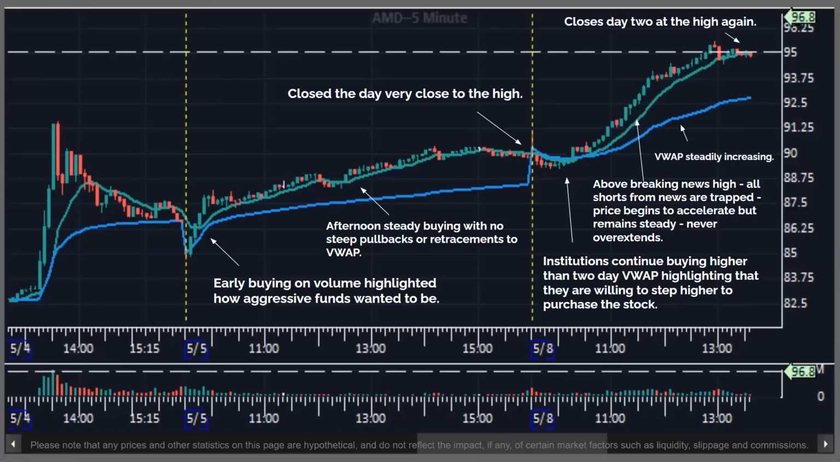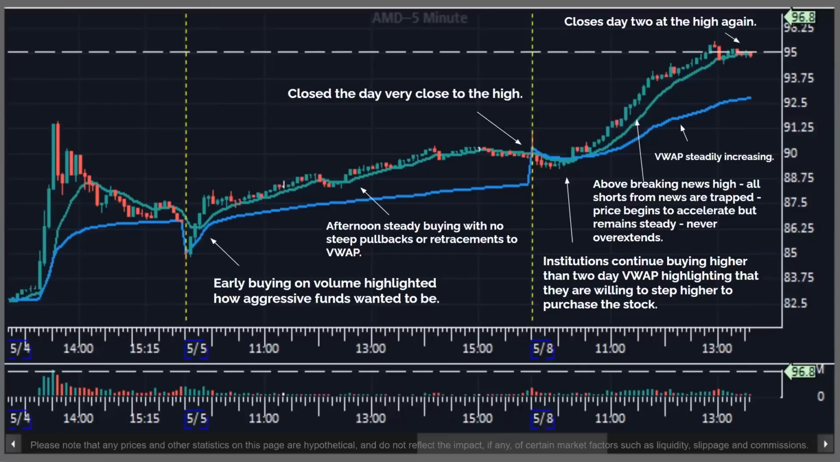The next day, we can clearly see, so now on May 8th, institutions continue to buy the stock higher above the 2-day VWAP, which is the close of the VWAP from the prior day, and they are willing to step up higher and purchase the stock.